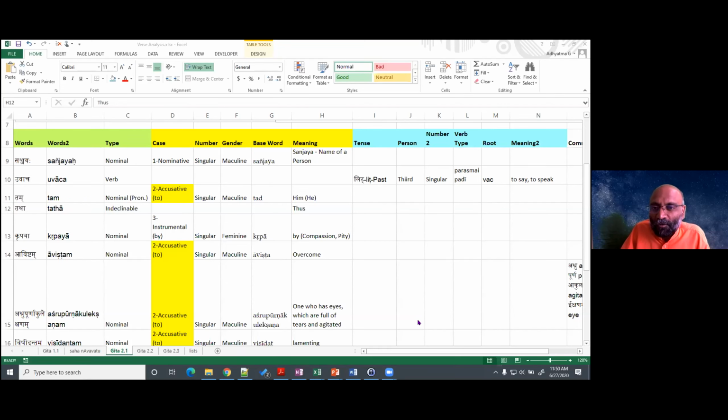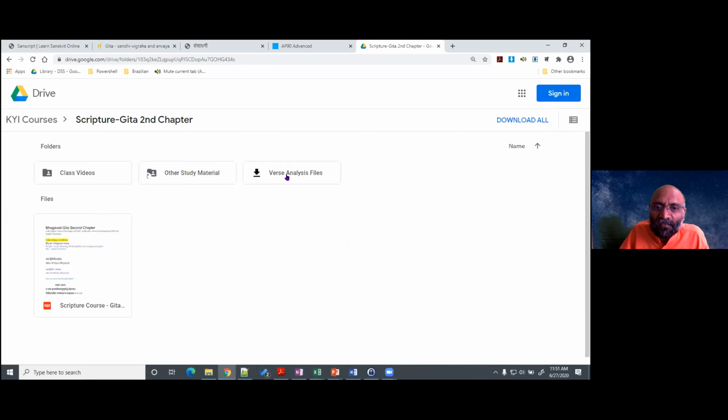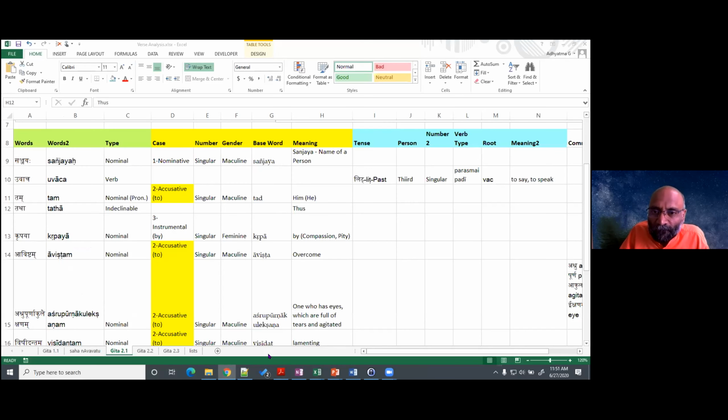What is the title of the table document we just worked on that is in the repository? If you go to the repository, it will be in the verse analysis files. Can we download the notes? Yes, you can download the notes. This will be in the repository.